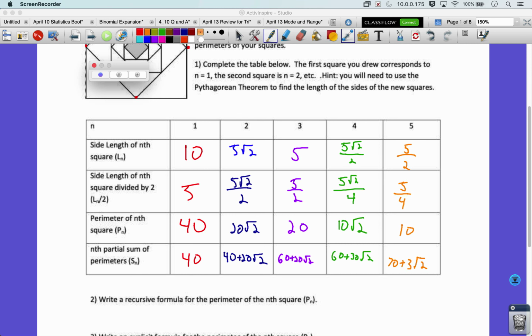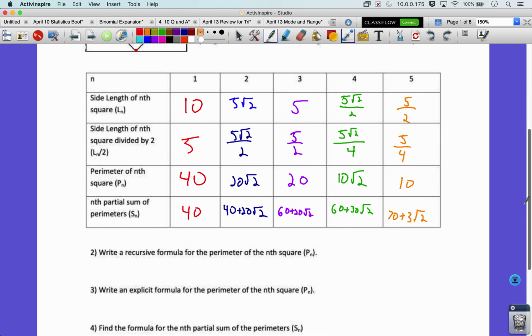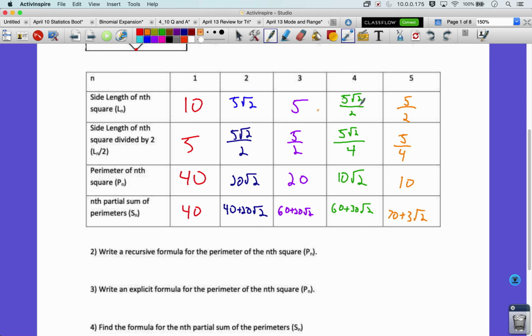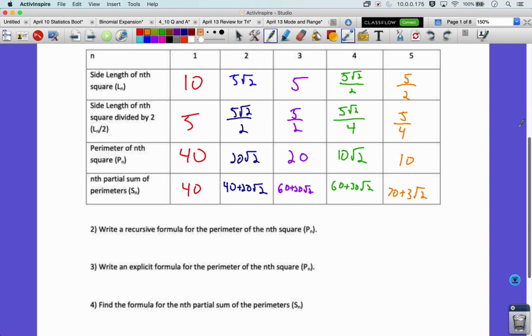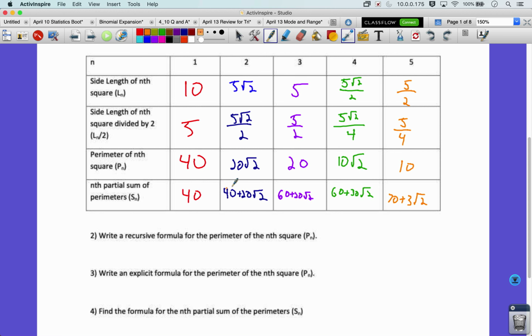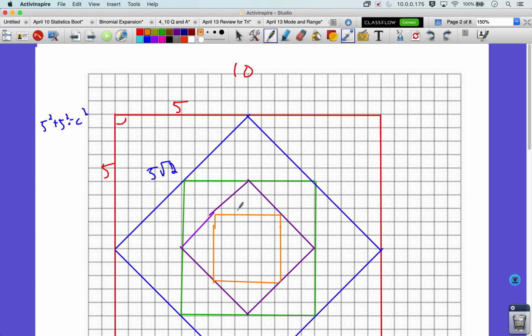Alright, so here's this table filled in. Again, my quick explanation of how I found these side lengths is you have to divide the previous side length by 2 to find the legs of the triangle, and then do the Pythagorean theorem to find the new side length, and then you repeat. Perimeter is just one side length times 4. Okay, so do your best to be able to create this table, and maybe even go further with this table and with your diagram. I know I could fit still several more squares inside here before I ran out of space.